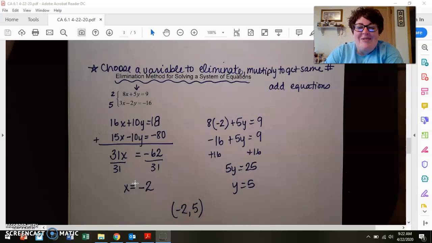It does not matter which one you choose, and so just make sure you plug back into the original. So we can solve for y, and then I get (-2, 5), and again, it's an ordered pair.